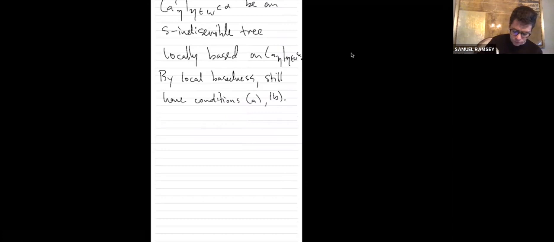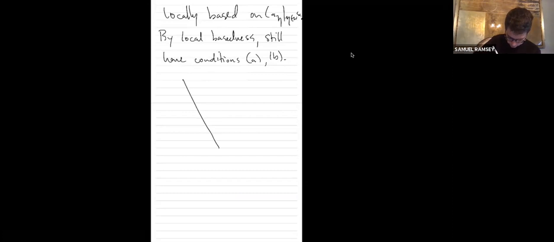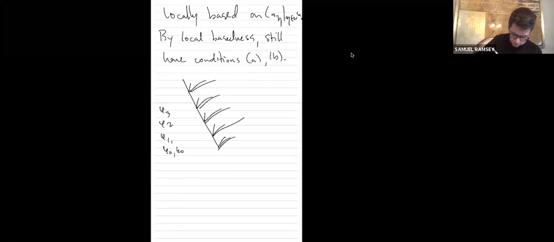So now let's just observe what our picture looks like. We've got this tree like this. And we've got our formulas, phi_0, phi_1, phi_2, phi_3, and so on and so forth. And each of these comes with some number, k_1, k_2, k_3. What do you know about this sequence? Okay, we're in an S-indiscernible tree, right? So this red sequence is indiscernible over the base node, over the node indexed by the empty set.